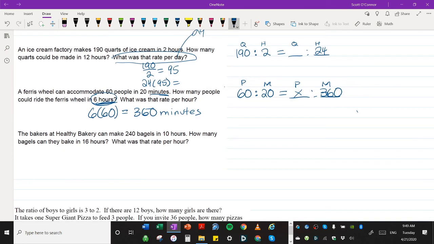All right, how about for the next one? I'll leave you to work that one out on your own. There will be an answer key posted shortly.